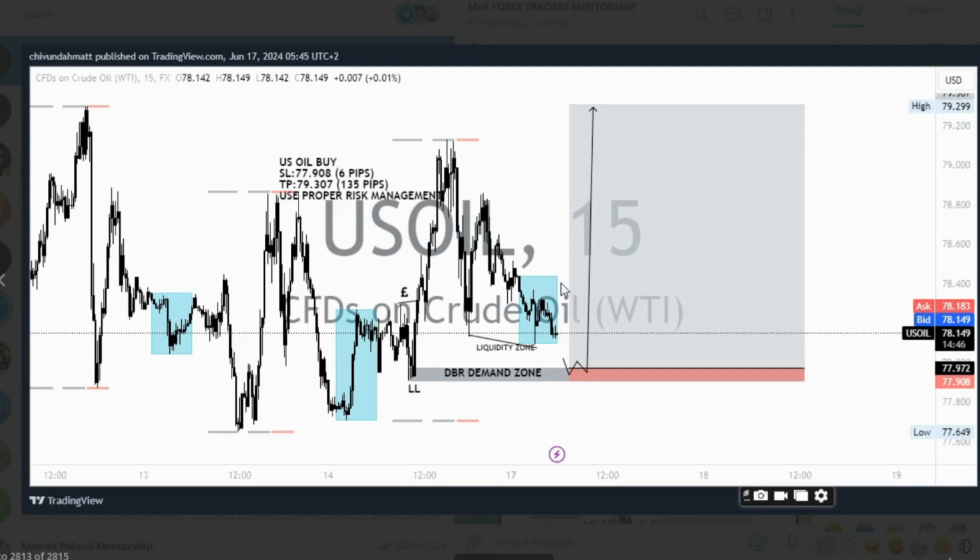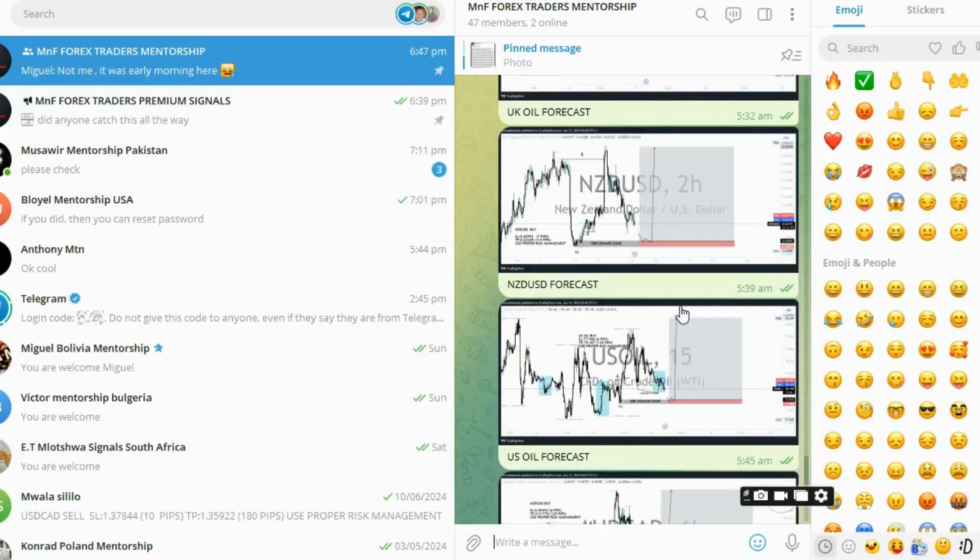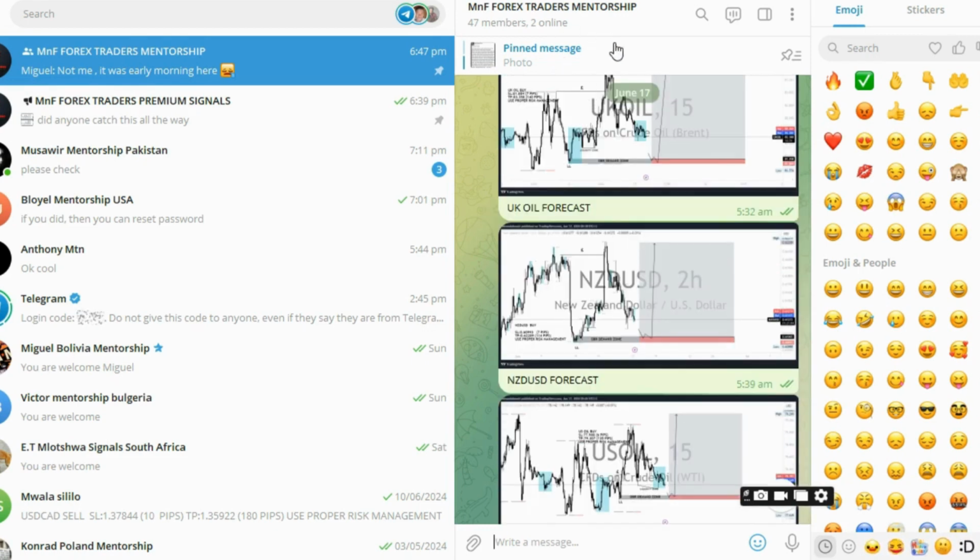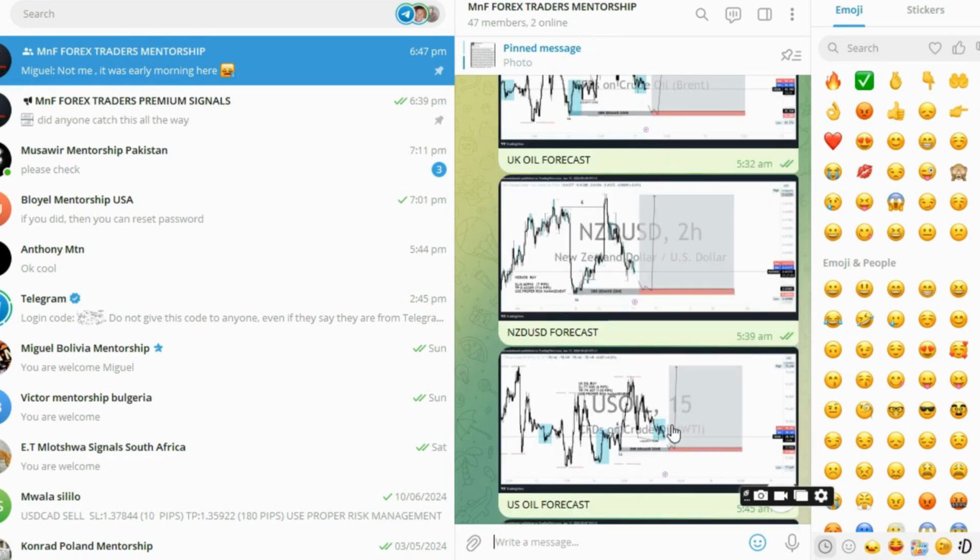Apart from that, we had the Asian session forming, and once we have that, we always wait for the market to come and take out the liquidity. Once that has happened, we wait for our entry signal, then we execute. This was a beautiful forecast, and we were able to share this in our private mentorship community before it happened.